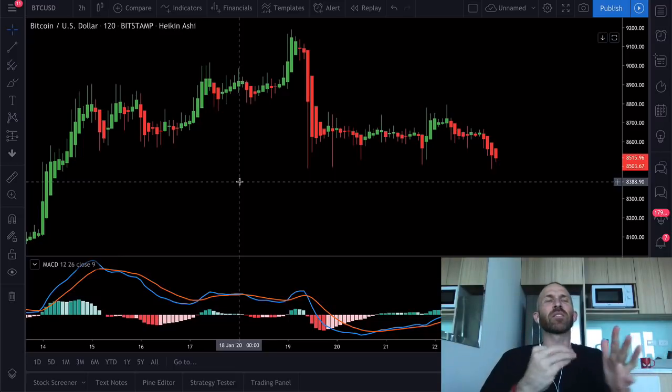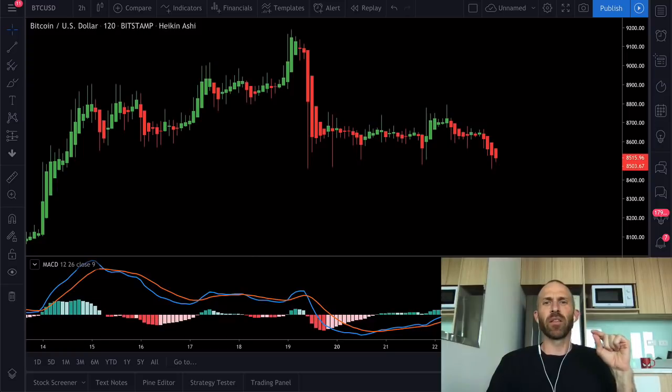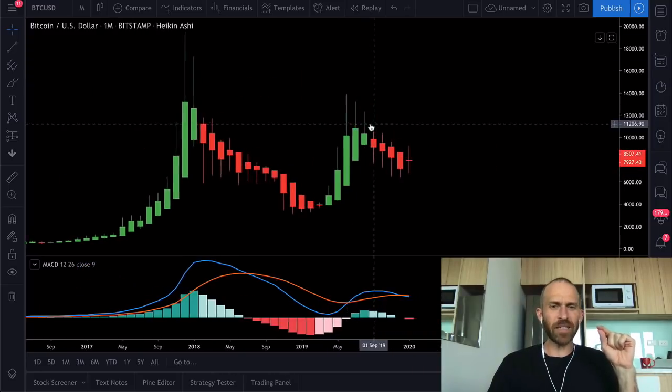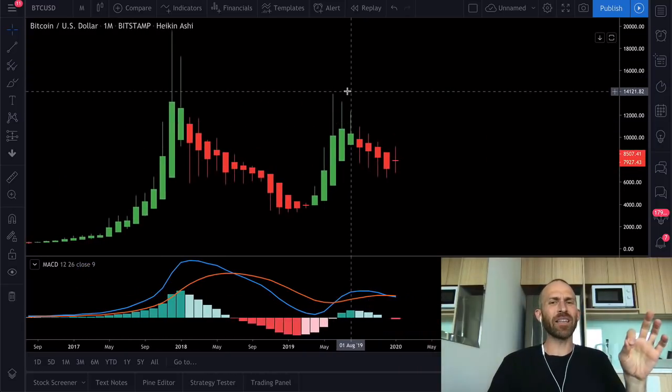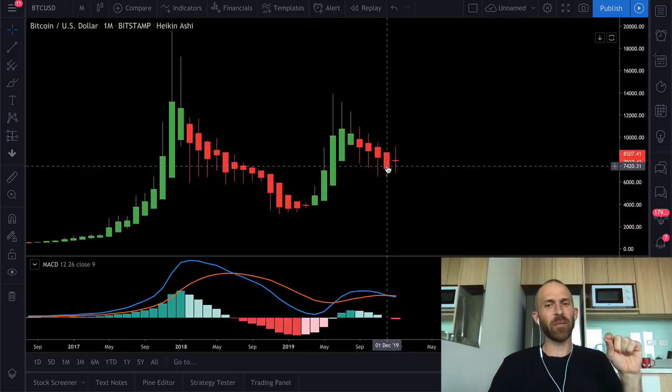You want to be consistent because that's how you actually make profits as a trader. Now, the other MACD I want to talk about is the monthly MACD. Some people take a look at this thing. I think that the monthly MACD is such a lagging indicator, it's almost useless. Right now we see the monthly MACD is saying go into a stable coin from Bitcoin.